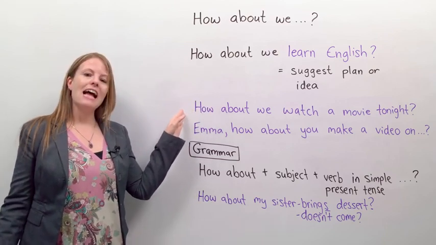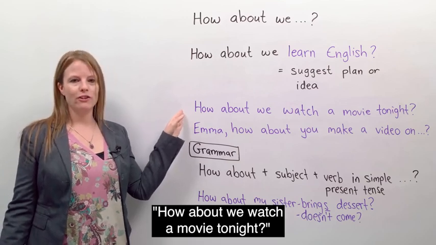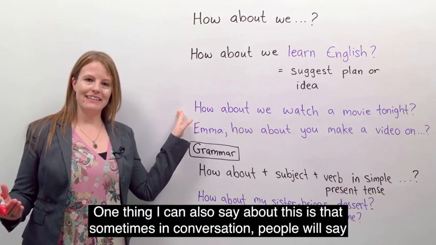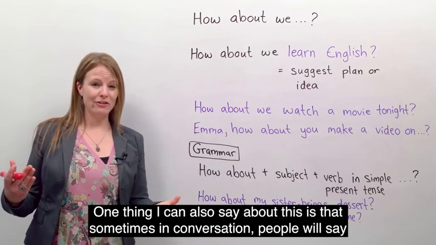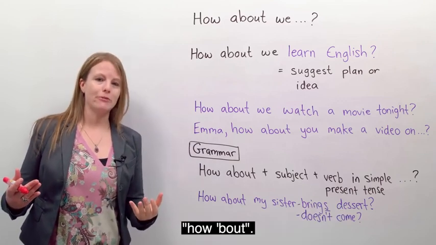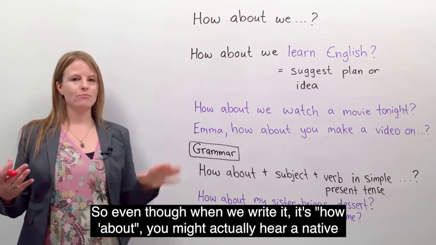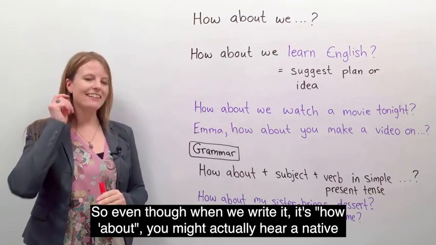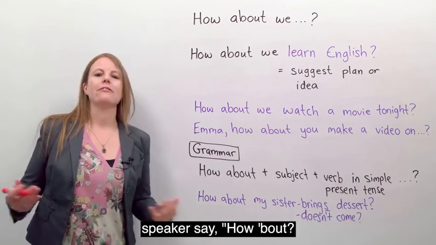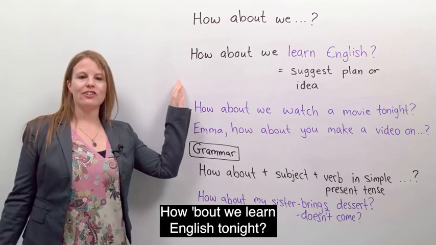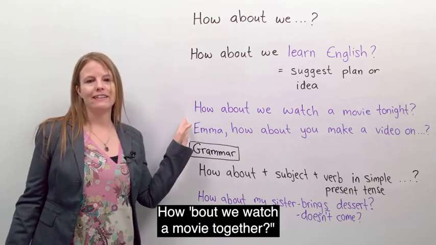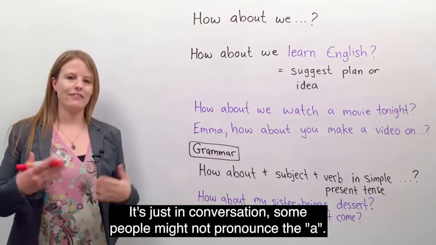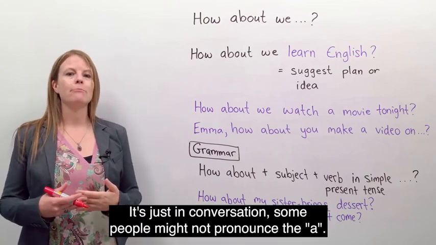Here's another example. How about we watch a movie tonight? One thing I can also say about this is that sometimes in conversation, people will say, how 'bout? So even though when we write it, it's how about, you might actually hear a native speaker say, how 'bout? How 'bout we learn English tonight? How 'bout we watch a movie together? And they have the same meaning. It's just in conversation, some people might not pronounce the A.